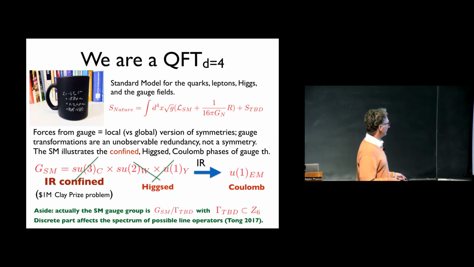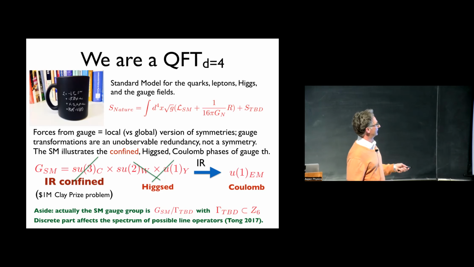Yep. The forces come from local gauge symmetries, which are local versions of symmetries. And actually, gauge transformations are an unobservable redundancy. So it's not actually a symmetry, more of a redundancy of a description. But anyway, the standard model illustrates the confined, Higgs, and Coulomb phases of gauge theories. Gauge theories can have these different phases.